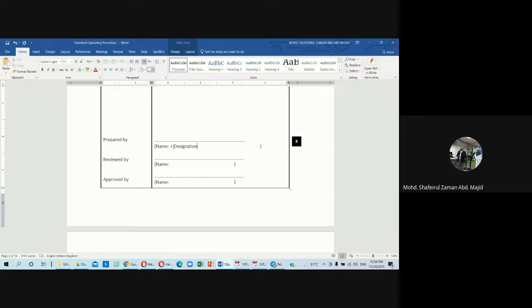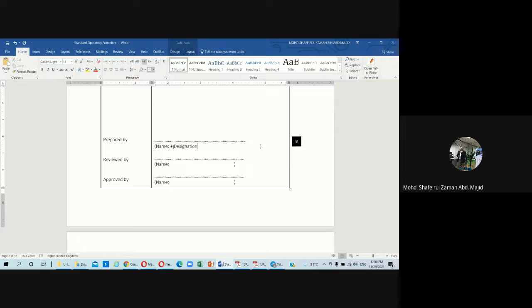What is the meaning of designation here, class? What is the meaning of the word designation? Can someone share with me without Googling it? Class? In Malay, what is it called? Come on, guys. Jawatan. Yes, jawatan.